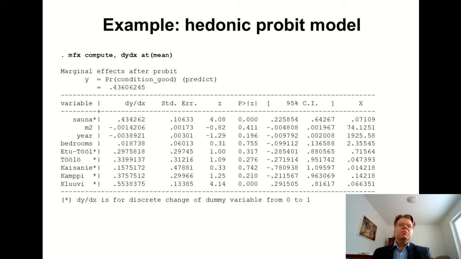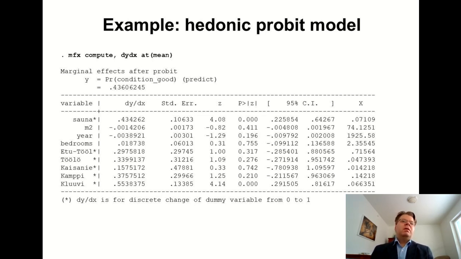So I think these marginal effects can have a much more intuitive interpretation, for example, what is the marginal effect of one additional square meter or one additional bedroom on the probability that the apartment is in good condition. So then you at least get some kind of sense of the magnitude of these explanatory variables on this binary outcome.